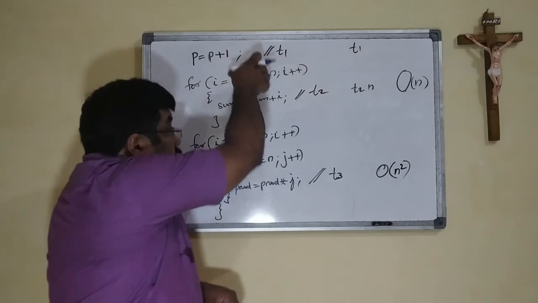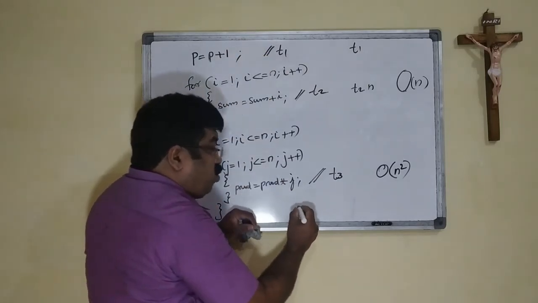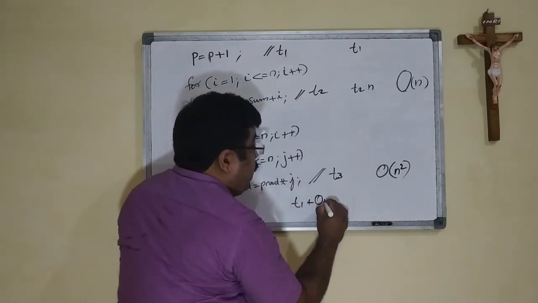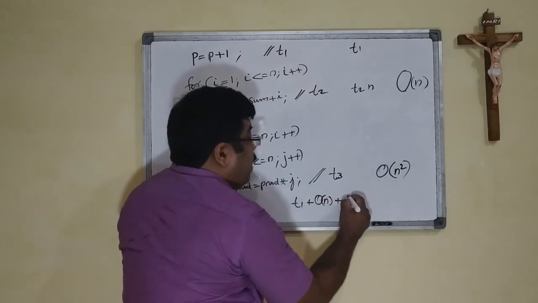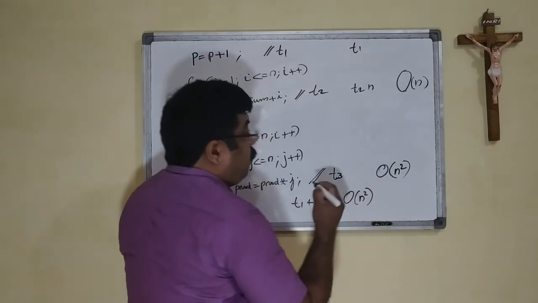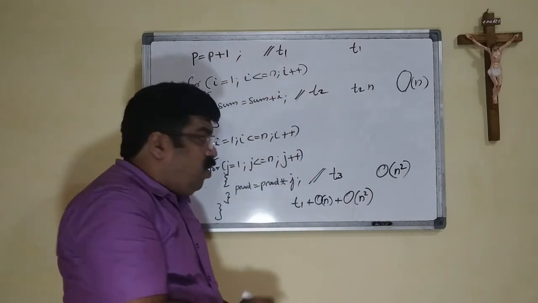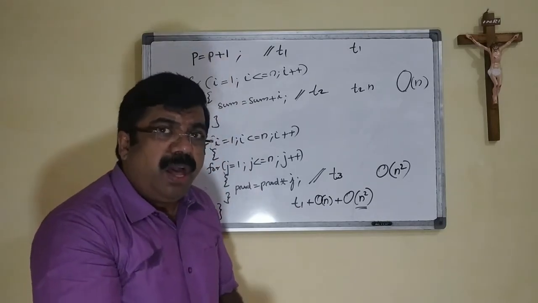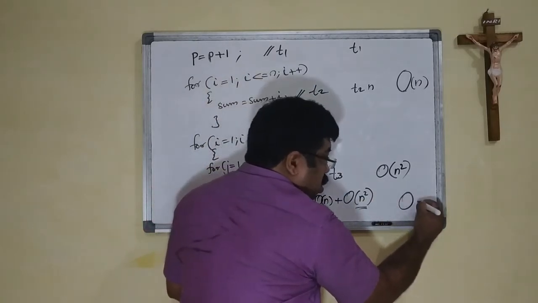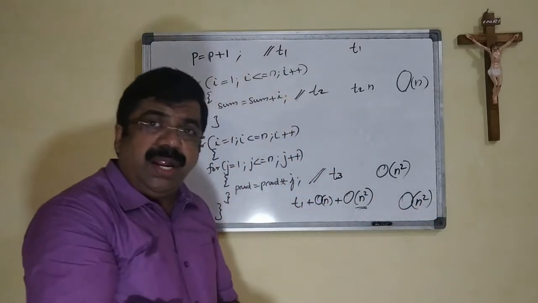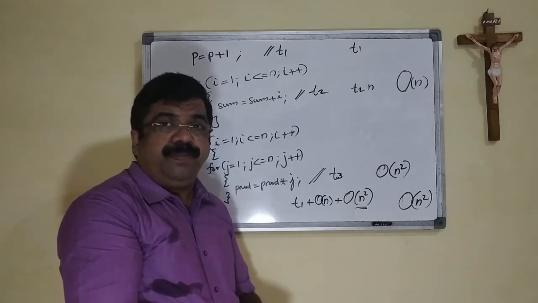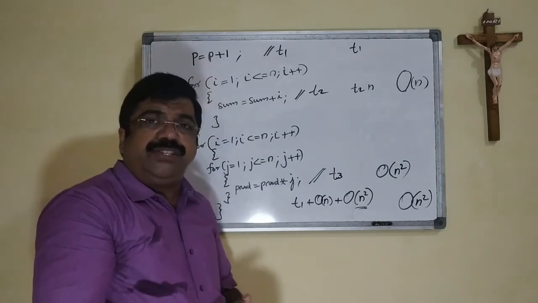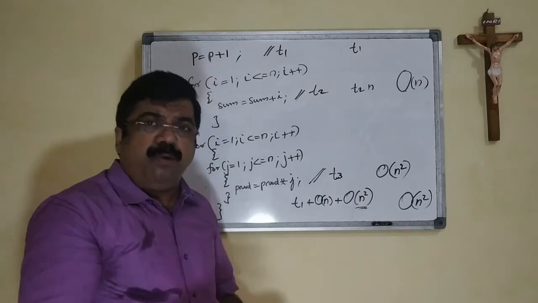So our total time taken for these consecutive statements will be t1 plus O(n) plus O(n square). In this case, we are taking the dominant one, which is having the maximum time. Our complexity will be O(n square), which is the dominant term. So this is the way of calculating the complexity of the statements which we are using in the normal calculation.